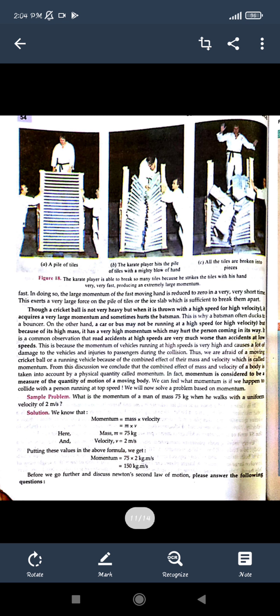Here a sample problem is there: what is the momentum of a man of mass 75 kg when he walks with a uniform velocity of 2 meters per second? Mass and velocity are given. What is momentum? The product of mass and velocity. If we multiply the mass by the velocity of that man, then we can find the momentum of the body. But remember that momentum is given in kg meter per second. This is the unit, so the velocity should be in meters per second and the mass should be in kg. If it is given in grams or kilometers per hour, you have to change it.